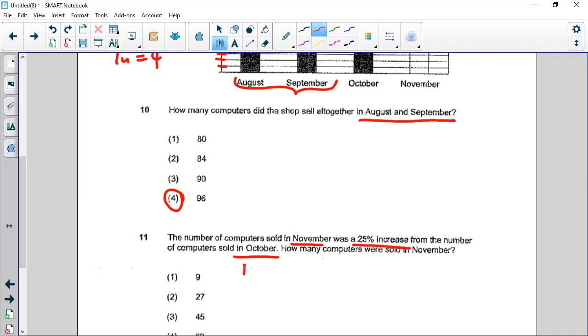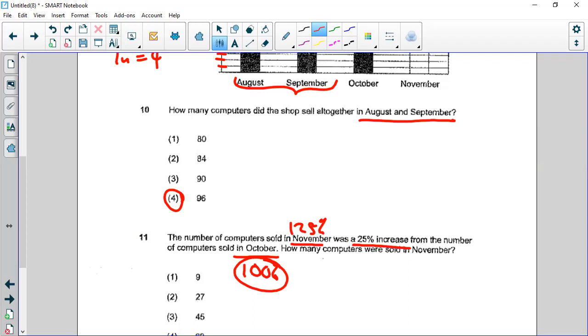Your 100% is October. That's the increase. November was a 25% increase from which month? From October. Then your November must be how many percent? That must be 125%. Before you can plus or minus 25%, you always have to start with 100% first. Very important. Then you add the 25% more.